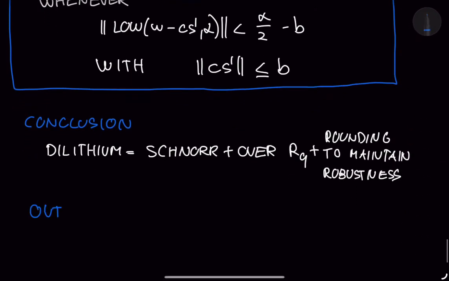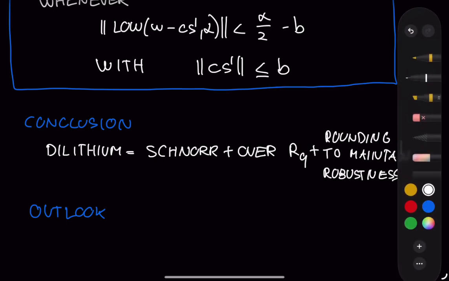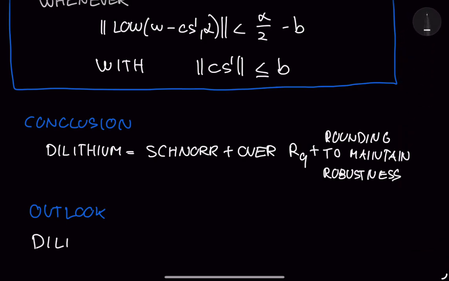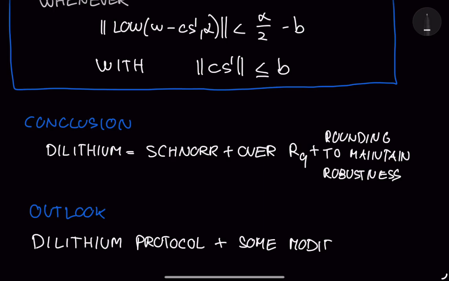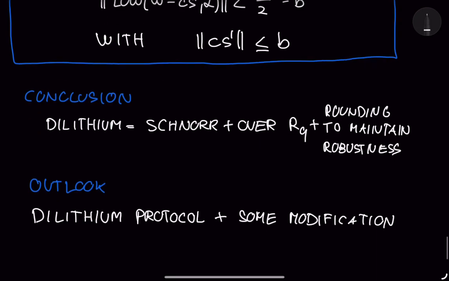So the outlook for the next lecture is we write down the Dilithium protocol, plus some modifications. The modifications provide some optimizations and some security related things.